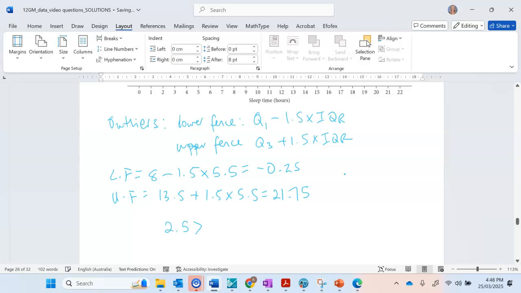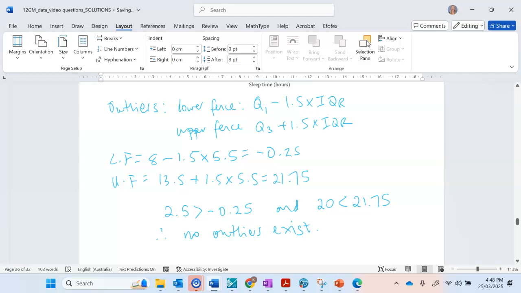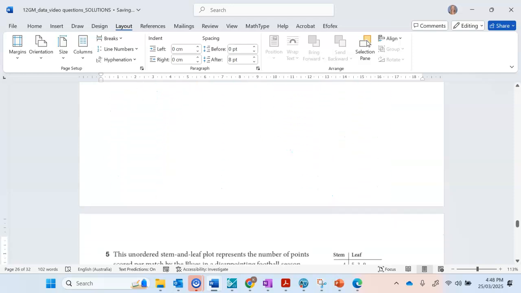2.5 is greater than negative 0.25, and 20 is less than 21.75, therefore no outliers exist. So just make sure you either use the inequality symbols or you can just write that. It's a bit hard to write on the screen, so I've just used the symbols. But you need to make sure you state why they don't exist, not just do the calculations.